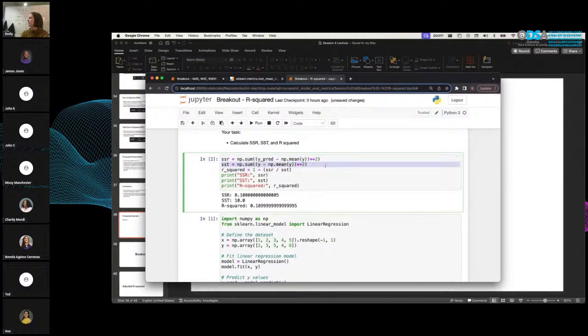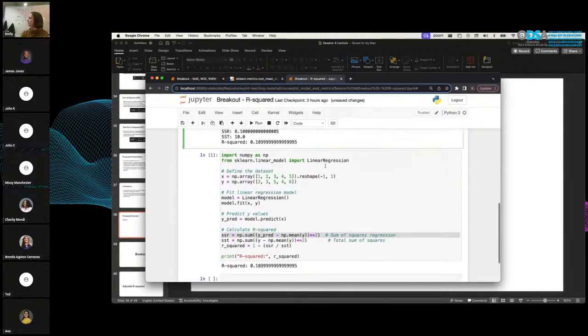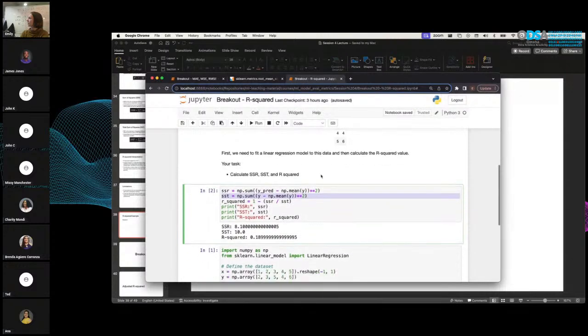And then the SST, I'm second guessing here. SST is numpy sum of y minus numpy.mean, the average value of y. Is that how we talked about that today? For which one? Am I doing this right? Average of y, squared, y minus y_pred. I don't think we took the.